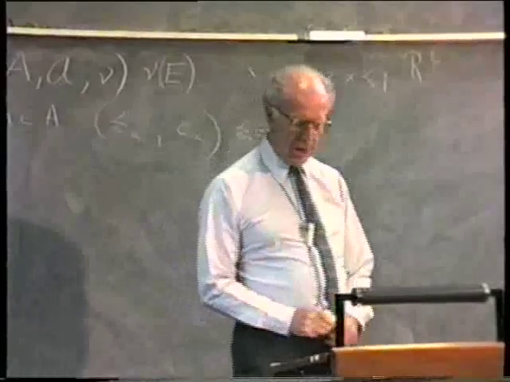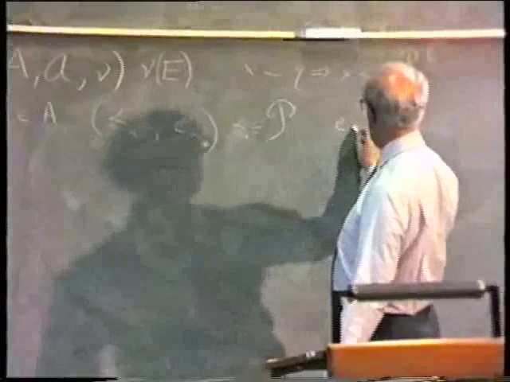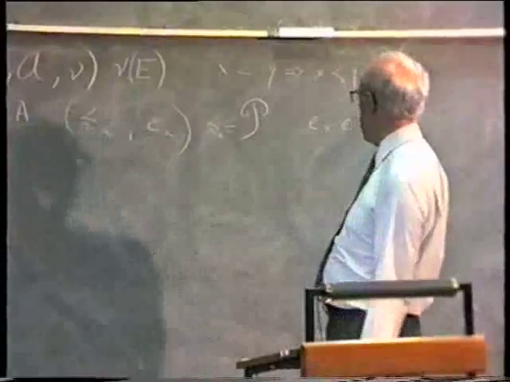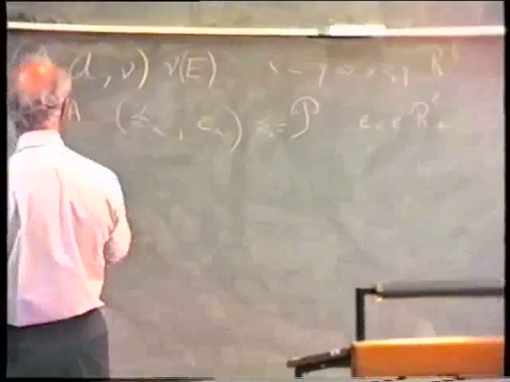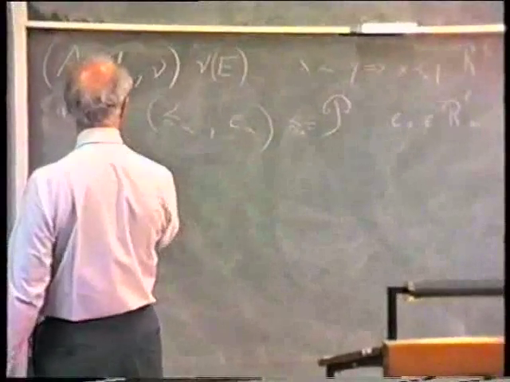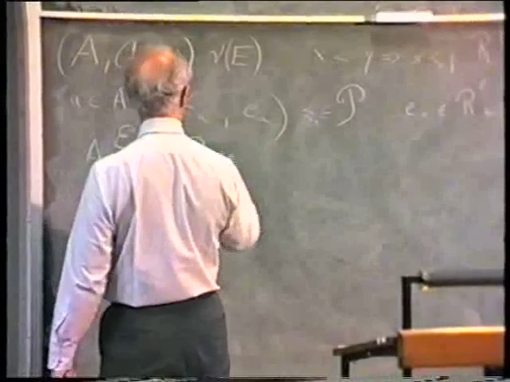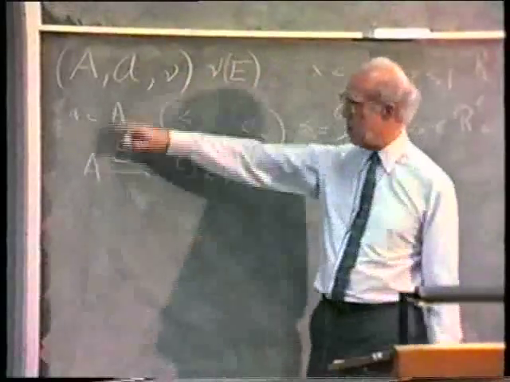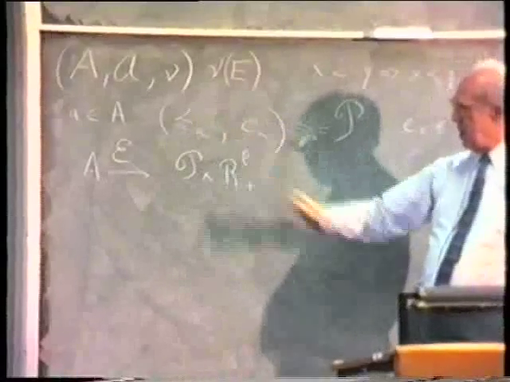As for the endowment vector, it is simply an element of the closed positive quotient of the commodity space. And so in technical language, an economy script E is a function from A to the Cartesian product P times R^L plus. That is to say, with every element A in A, we have associated an element of script P, an element of R^L plus.